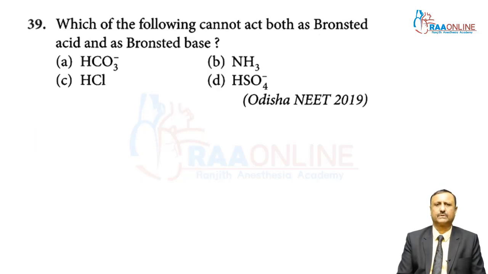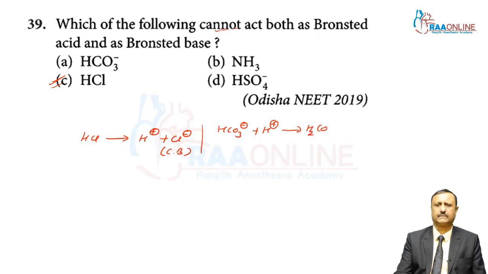Which of the following cannot act both as Bronsted acid and as base? Here you can see the answer is C, HCl, because when HCl gives us H plus ions and Cl minus ions, these Cl minus ions only work as a conjugate base. But if you take the bicarbonate ion, it accepts H plus ions and forms carbonic acid. This bicarbonate ion also gives H plus ions and forms carbonate. So it is a Bronsted acid as well as base.